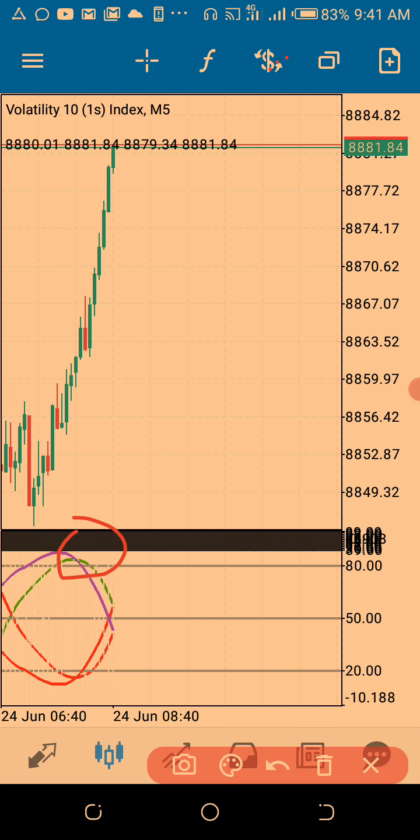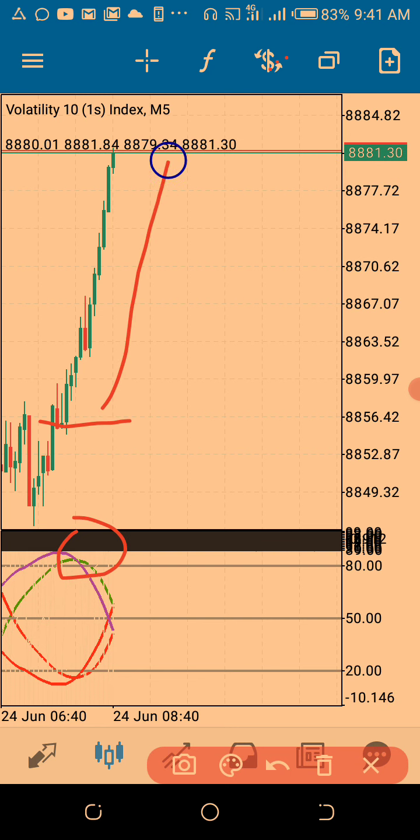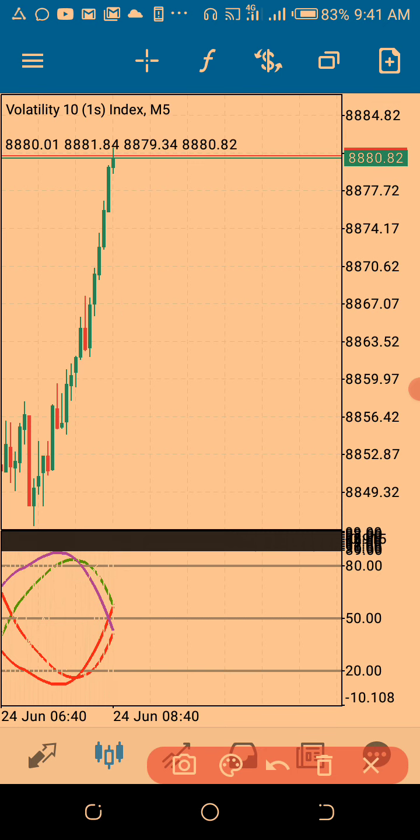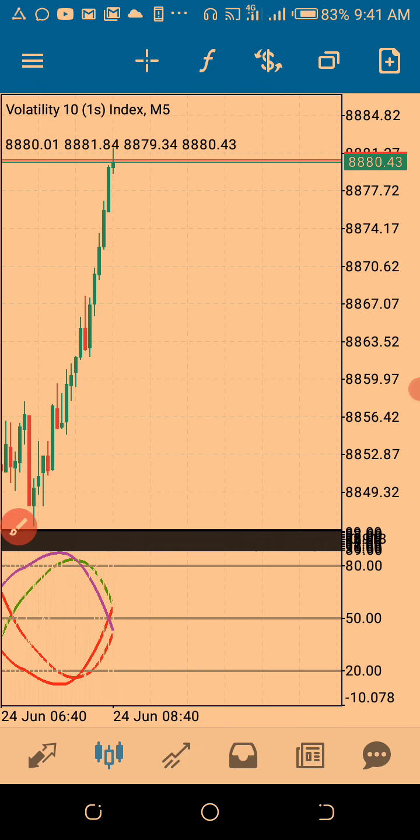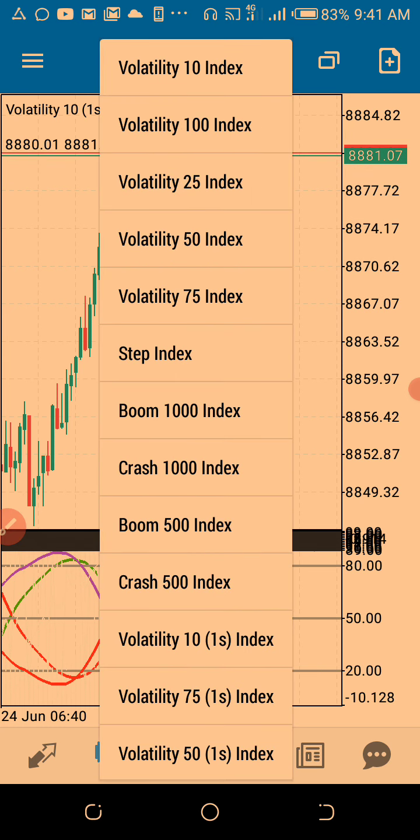You see where you could have placed the trade here. You see how massive the thing went. We have missed it already, and we are about exiting the market already. So there's nothing we can do concerning that one. Let us look for another one.